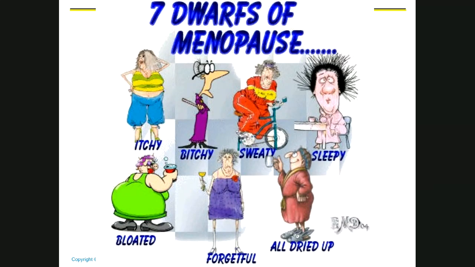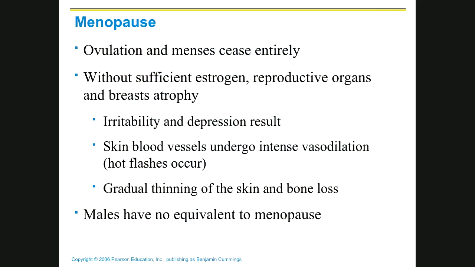And so if you look at menopause, here's a little graphic to kind of show you what it is. Here are the 7 dwarfs of menopause, kind of a play on Snow White. But anyway, these are the things that happen. Males, on the other hand, there is no equivalent to menopause. Remember what happens with testosterone: it slowly decreases with age, but there's no stop where everything ceases entirely.